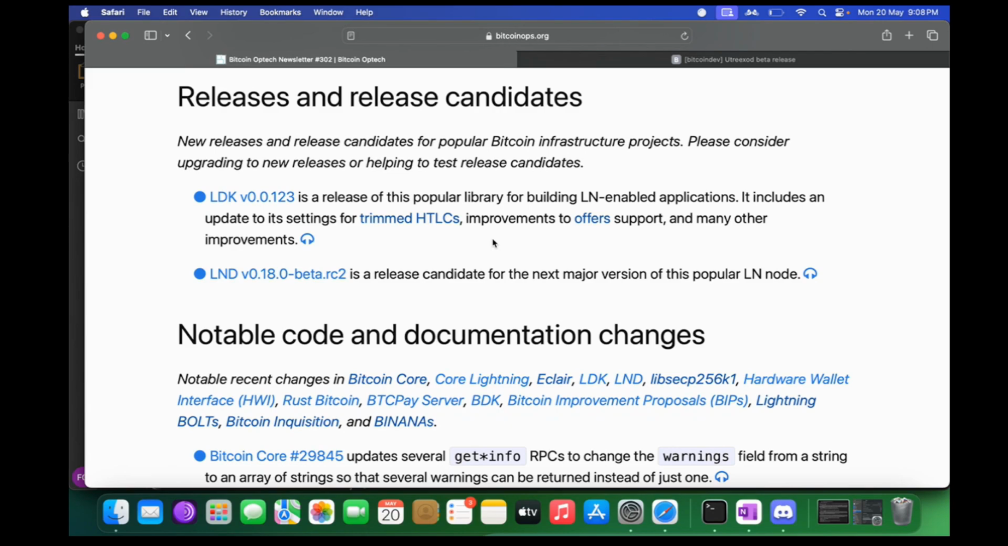How these trimmed HTLCs are treated depends on the Lightning implementation. Some implementations, I think, burn or destroy these HTLCs, and some of them give the entire HTLC to the miner as a fee, because nobody can leverage it. The sats attached in those UTXOs are so little that it's basically an uneconomic transaction, so the entire UTXO is given to the miner as a fee. And improvements to offers. What are offers?